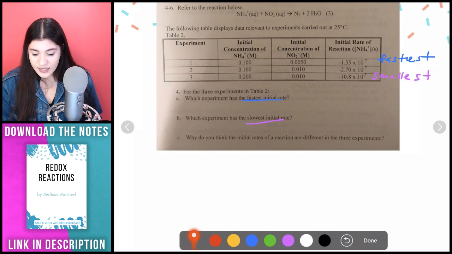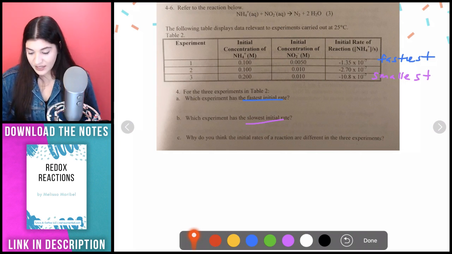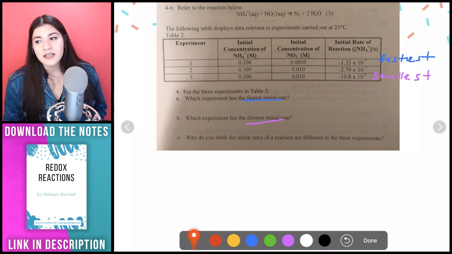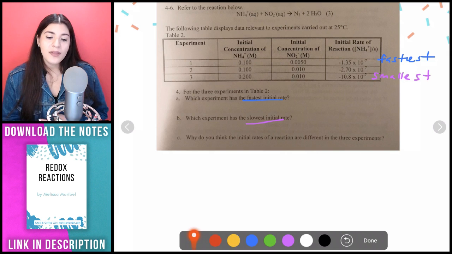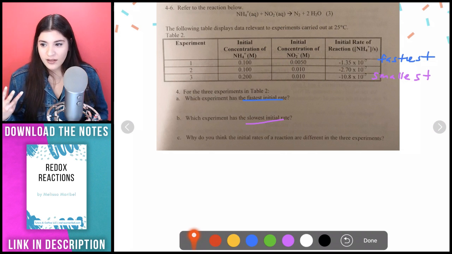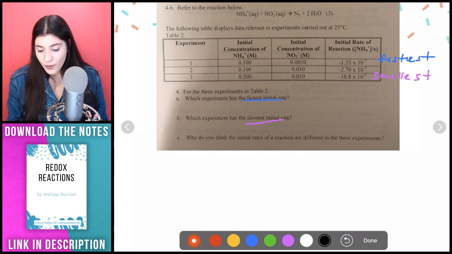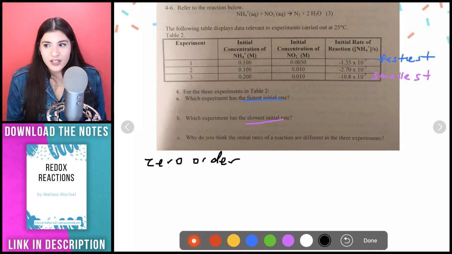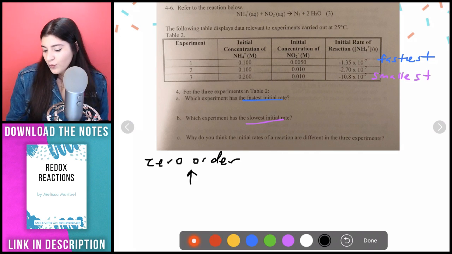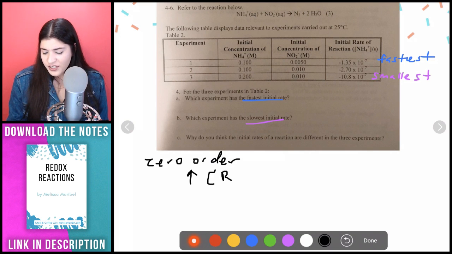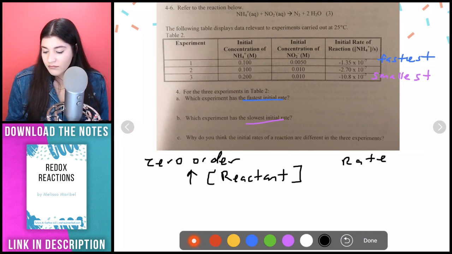Now, part C is saying, why do you think the initial rates of a reaction are different in the 3 experiments? The reason for this goes into the idea of reaction orders, where, like I said, there's zero order, first order, and second order. Let me talk about that a little bit here. Let's say we had zero order. For zero order, essentially what's happening is no matter how much we double, triple, or try to increase the concentration of our reactant, our initial rate is not going to change. Okay, so there's no change.